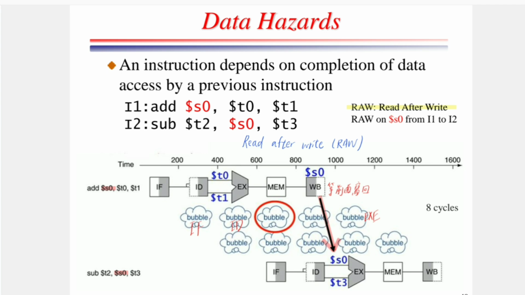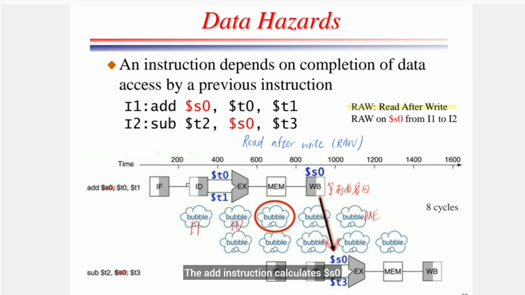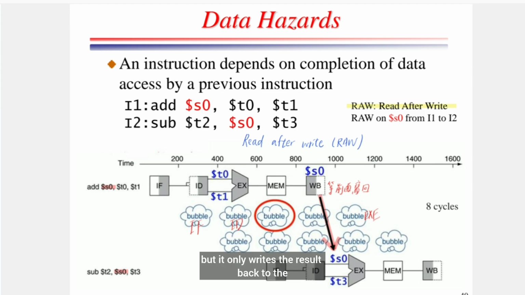For example, look at this code. The add instruction calculates S-lin, but it only writes the result back to the register file in the write back stage. However, the sub instruction needs S-lin immediately in its decode stage. Without any intervention, the sub instruction will have to wait or stall for several cycles until S-lin is written, creating bubbles in the pipeline and wasting time.